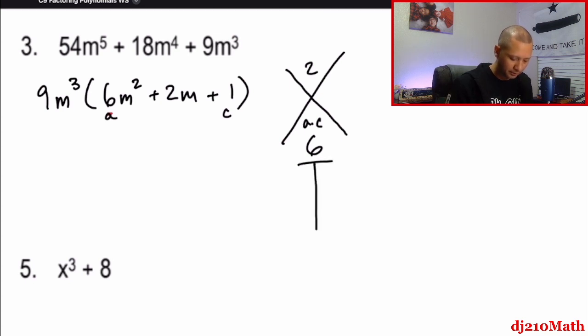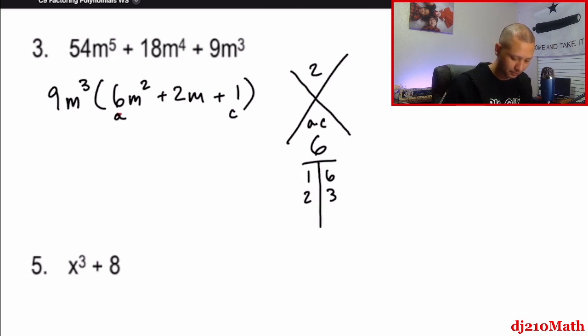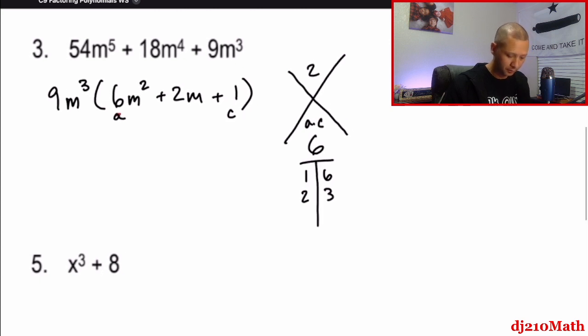So we look at our factors. 1 and 6, 2 and 3, and that's it, right? Once you hit two numbers that are consecutive, there aren't any more factors. So can any of these make 2? Nope, it cannot. So what does that mean? That this is it. This is the answer. We're done. It is as factored as it can get. You always want to check to see if you can factor it further.